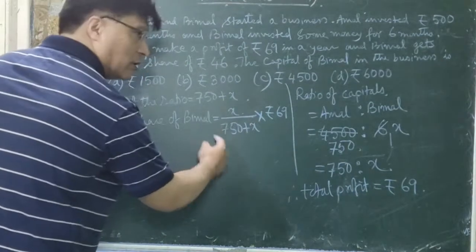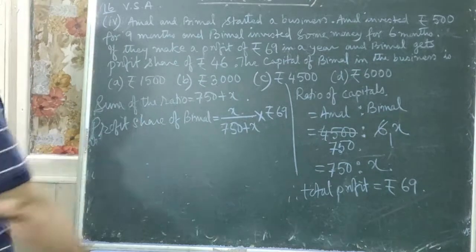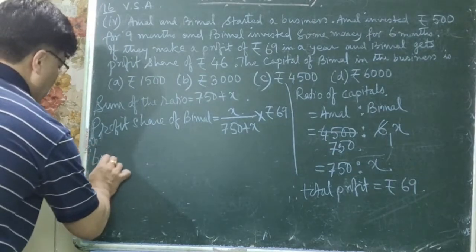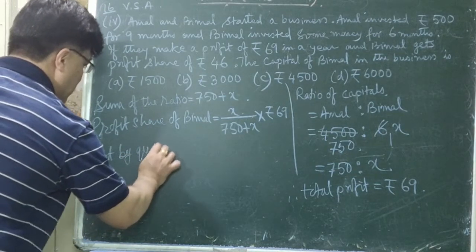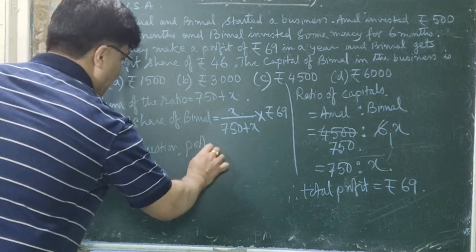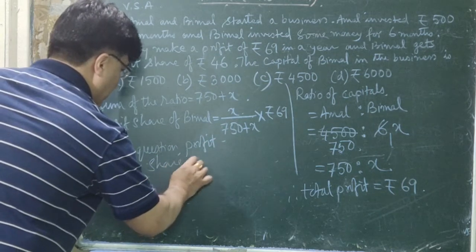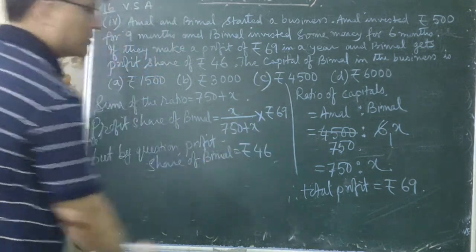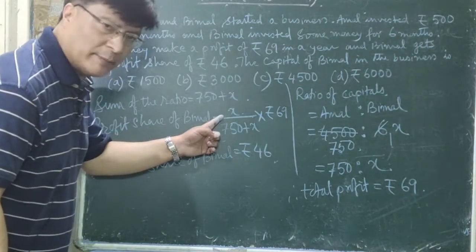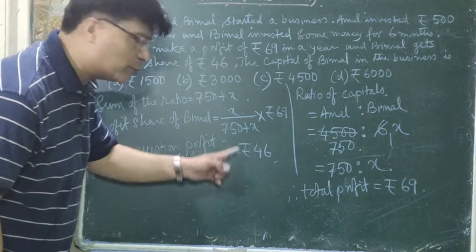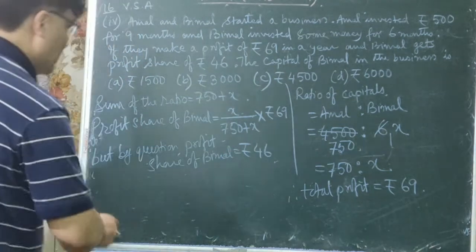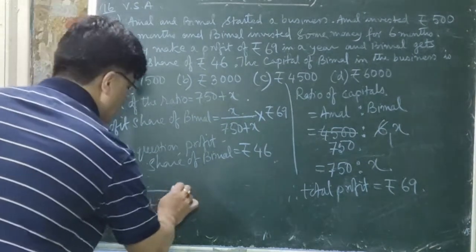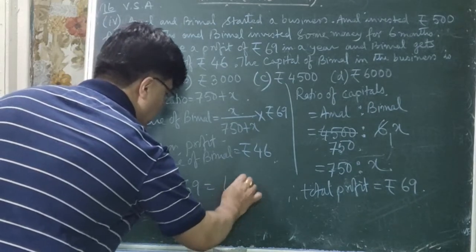So this amount of profit will be received by Bimal. But by question, what is the profit share of Bimal? It is rupees 46. By question, profit share of Bimal is equal to rupees 46. This is also profit share of Bimal. These two should be equal. So therefore, x upon 750 plus x into 69 is equal to 46.